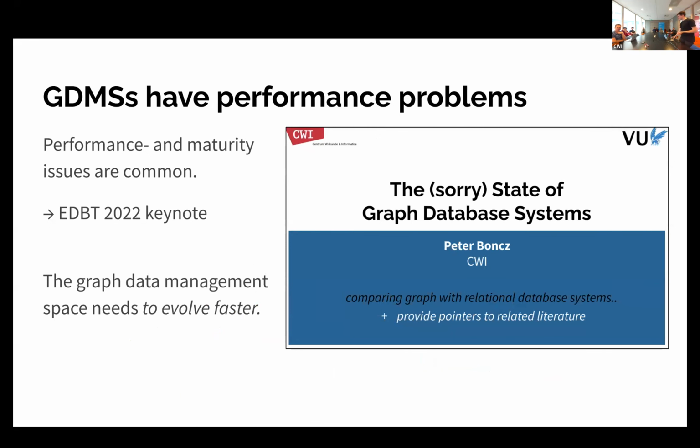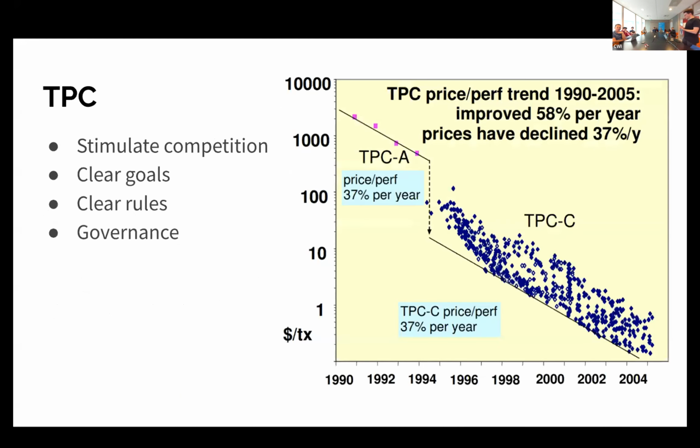How can we help facilitate that evolution? Well, one idea is to take the successful blueprint of the TPC, the Transaction Processing Performance Council, which stimulated competition among the RDBMS vendors. It did so by setting clear goals to compete on, clear rules which govern the competition, and also an auditing process which ensured that this is done in a clean manner and people don't cheat or use special features for their benchmarks.